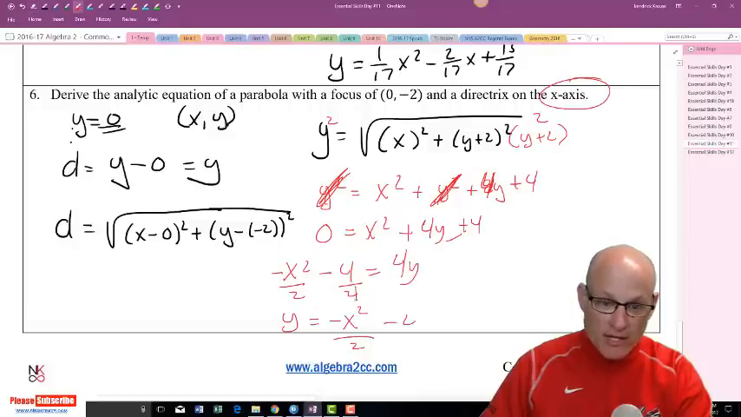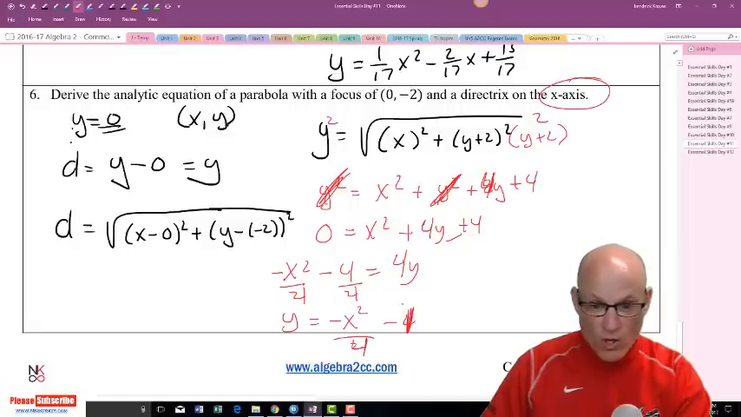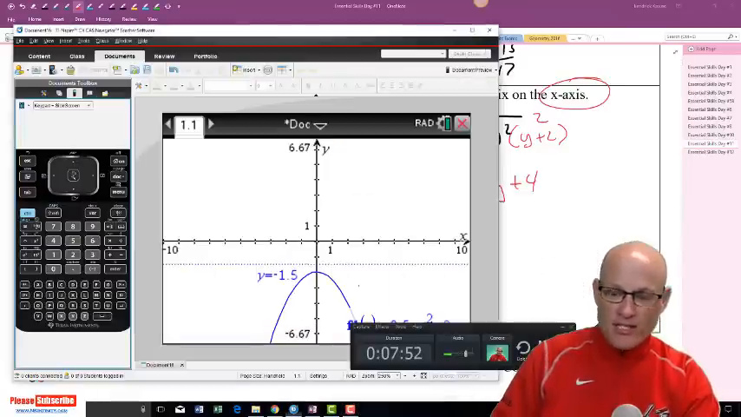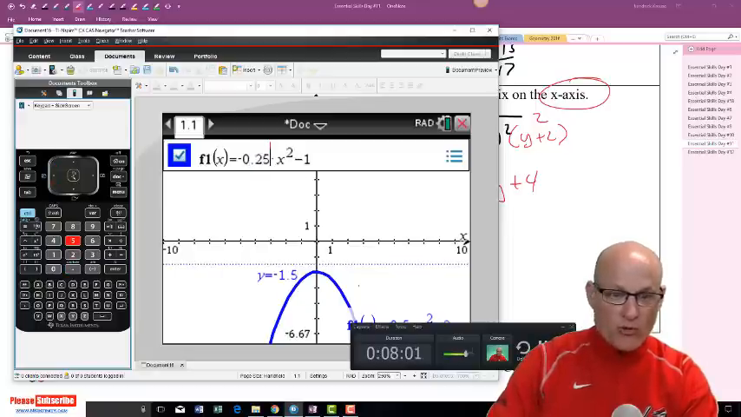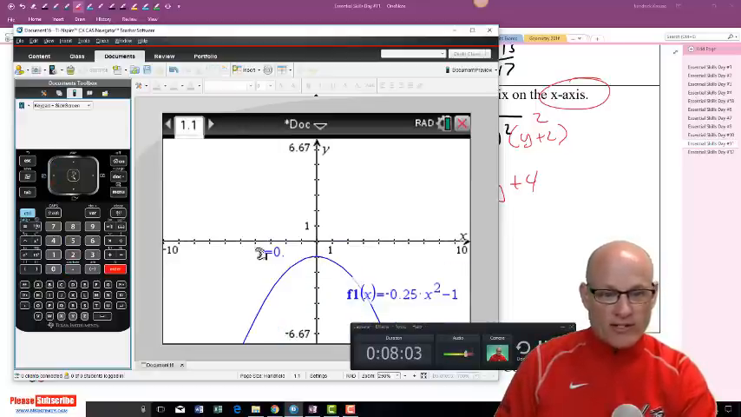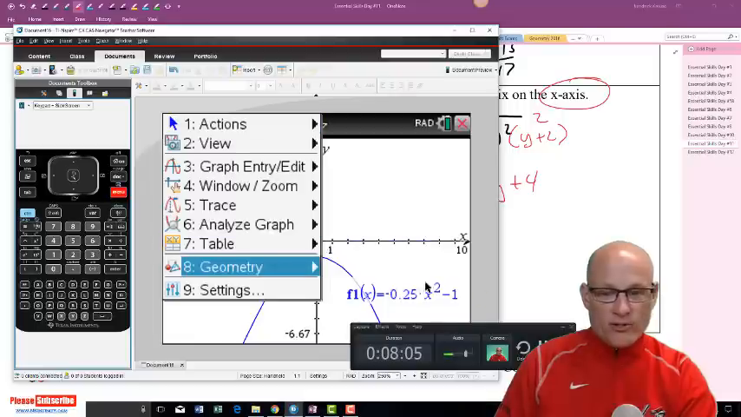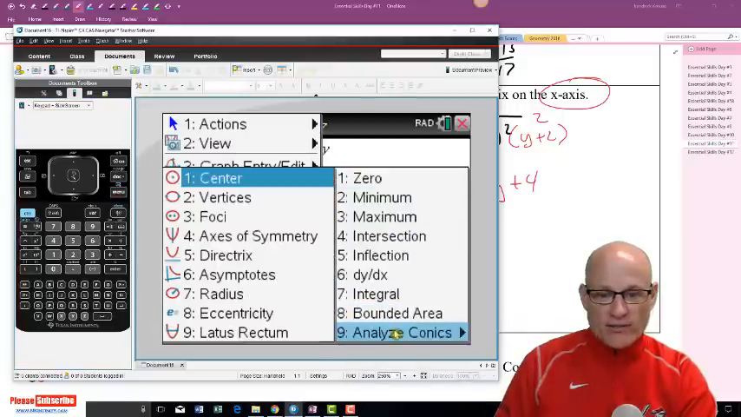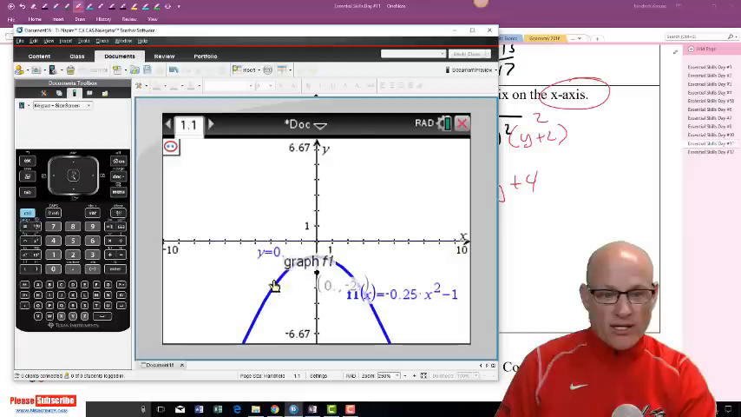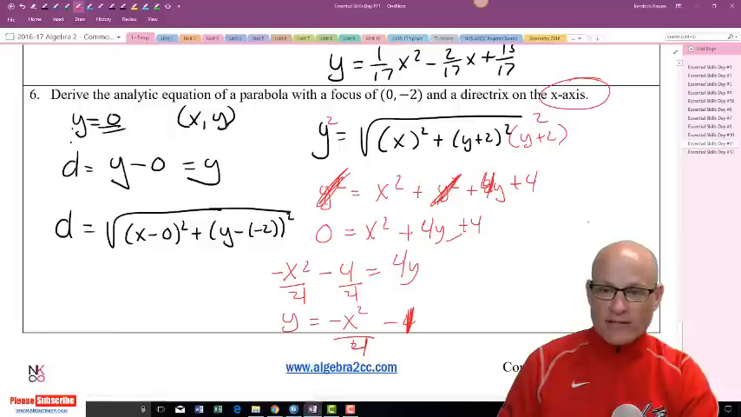which would make me divide by 4, divide by 4. So I get negative 1/4 x squared minus 1. Let's try that again. Tab, the up arrow, minus 1. And this would be 1/4, which would be 0.25. There's my directrix of y equals 0. Menu, analyze graph, analyze conics. We want the foci. Click on this. And there's the foci, 0, negative 2. Sorry about that, kids.